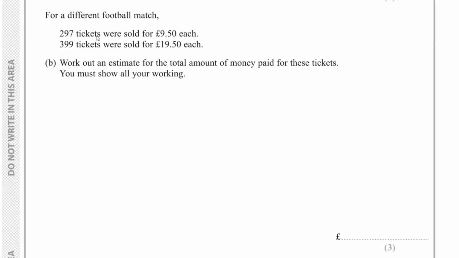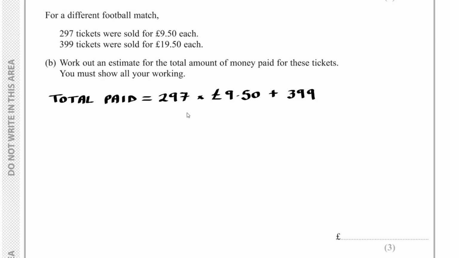For a different football match, 297 tickets were sold for £9.50 each. 399 tickets were sold for £19.50 each. We have to work out an estimate for the total amount of money paid for these tickets. You must show all your working. Well, the total amount paid is equal to 297 multiplied by 9.50 plus the 399 multiplied by £19.50.